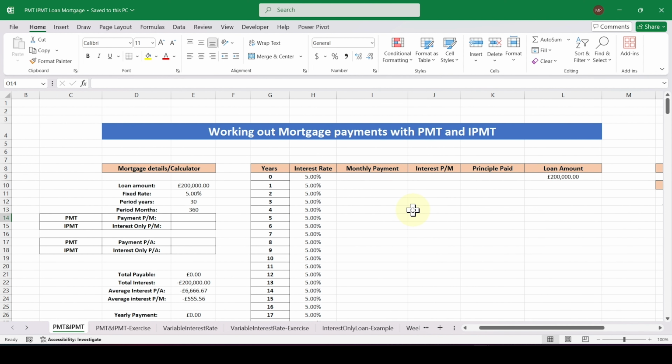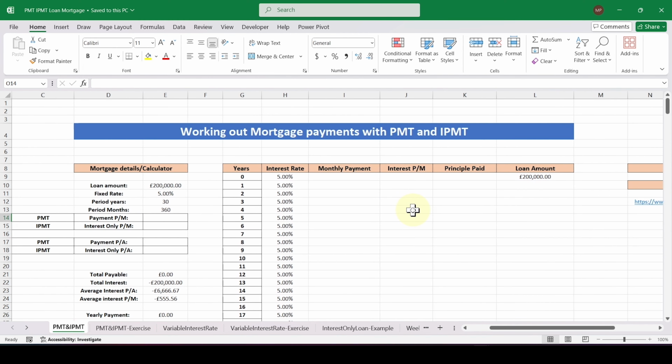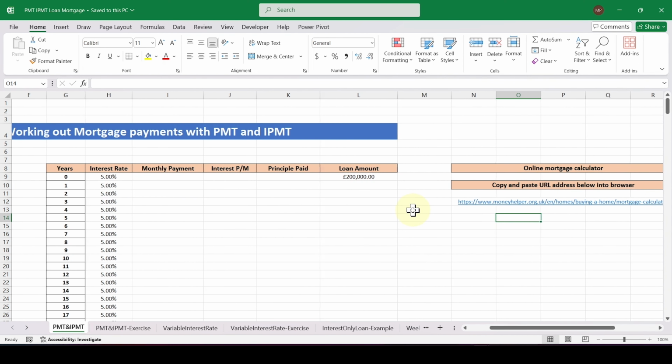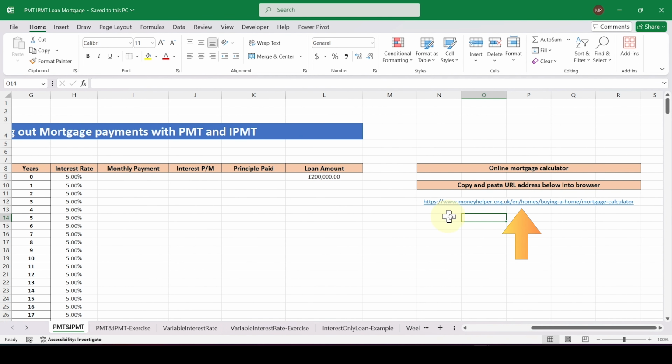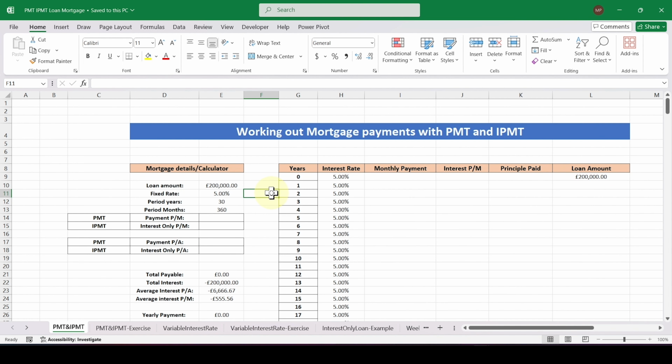If you use an online mortgage calculator, we do have a link here for that. You can just go and explore this link. When it comes to writing out the PMT and IPMT functions, they can be quite tricky to remember. I will try and explain them as best as possible, but we have created a manual that you can download at the end of this section, and you can refer to that if you need to.